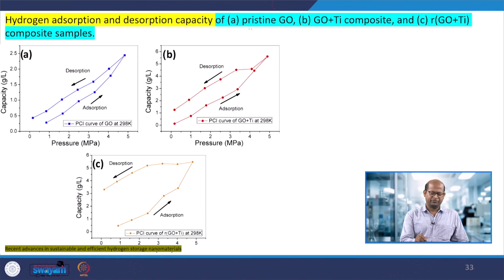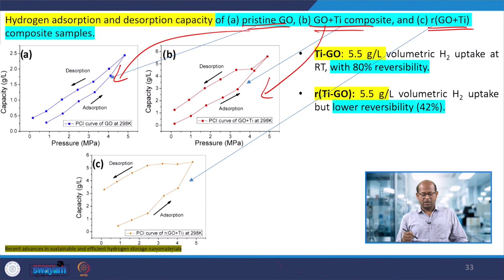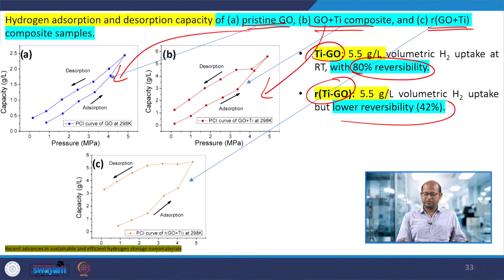Okay, so here different types of graphene oxide were taken. This is graphene oxide and this is graphene oxide. With graphene oxide, titanium was impregnated, so a graphene oxide-titanium composite was made, and here that same material was reduced, and three different materials were compared. Here the hydrogen uptake was a good amount and 80% reversibility was found in the amount of hydrogen that is being stored. When it is reduced, the reversibility is slightly lower.